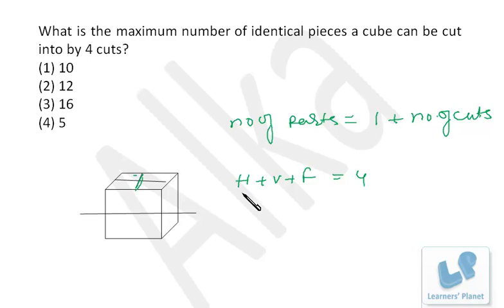So there are not many possibilities. I can take 1 horizontal plus 1 vertical and 2 final, right? 2 final, that means 2 cuts like this. Or I can interchange these numbers also, doesn't matter.